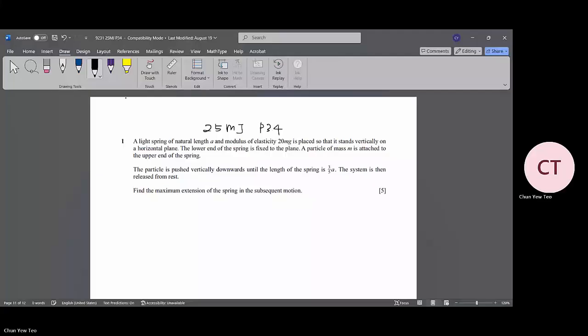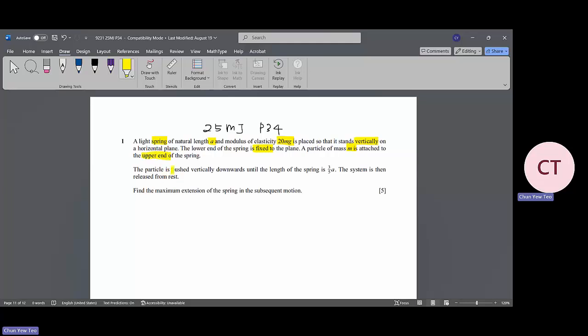Let's take a look at question number 1. We have a light spring of natural length a and modulus of elasticity 20mg, placed so that it stands vertically on the horizontal plane. The lower end of the spring is fixed to the plane.